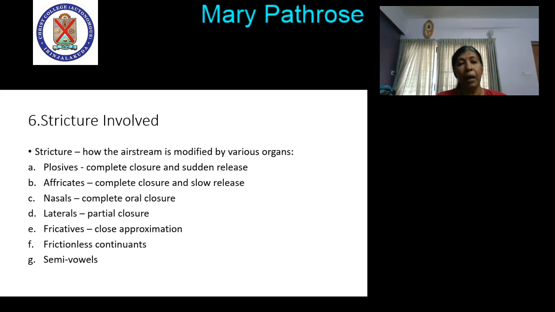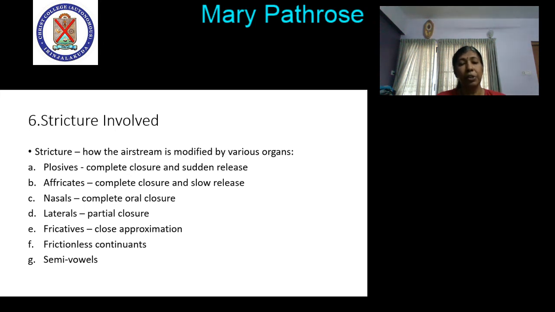But the air passes out through the narrow gap between the two articulators very slowly with great difficulty, resulting in audible friction. We can hear friction during the articulation of a fricative sound. Examples of fricative sounds are "sh", "s", "f", "th", etc.